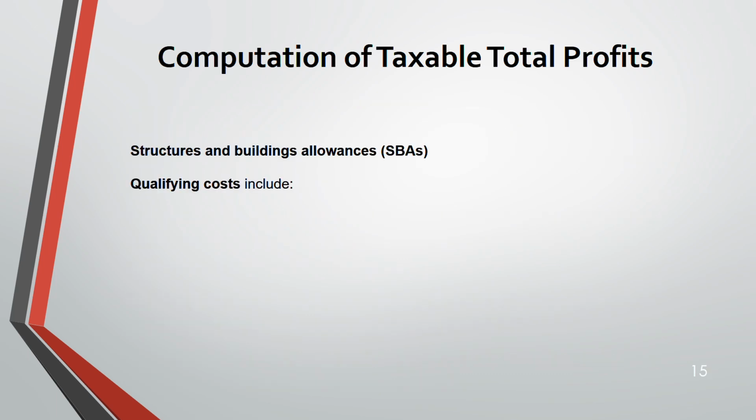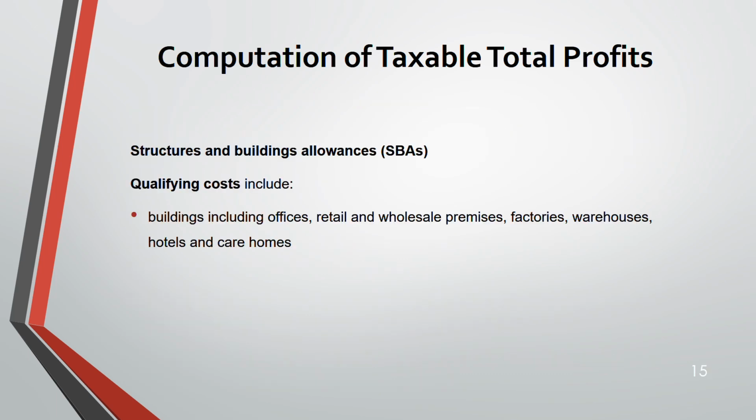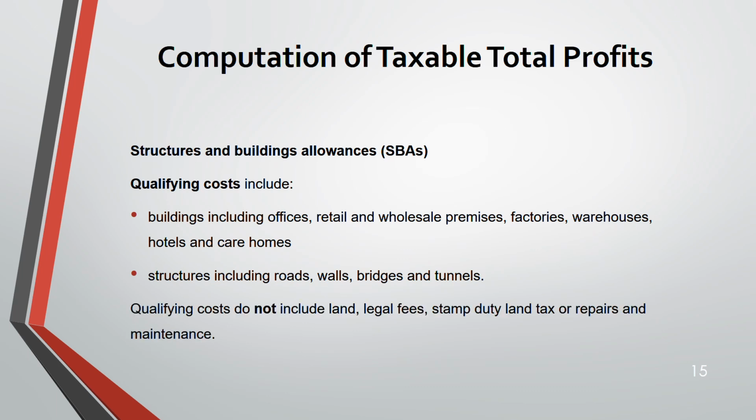Now, these are the qualifying costs for SBA. Any buildings including offices, retail, wholesale premises, factories, warehouses, hotels, care homes. Remember, the buildings have to be for business purpose, commercial purpose. Then structures: roads, walls, bridges, tunnels. Qualifying costs do not include, remember, land, legal fees, stamp duty land tax, repairs, maintenance. They are not qualifying costs. You can't claim SBA.